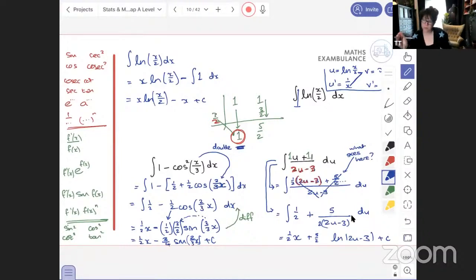And I also need to put a half in because I don't want this 2 coming out with the chain rule. If I differentiate ln 2u minus 3, I get 1 over 2u minus 3 multiplied by 2. And I don't want that 2, so I put a half there. And that's the end. That is our integration for today.